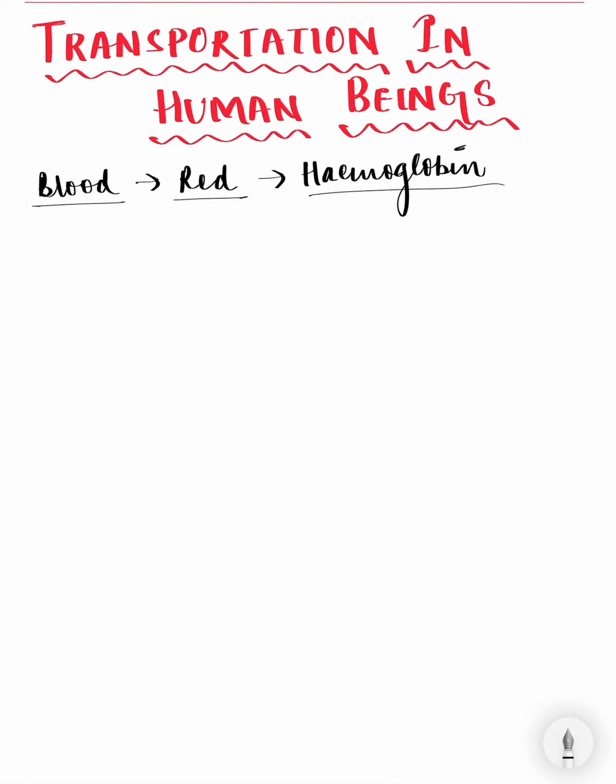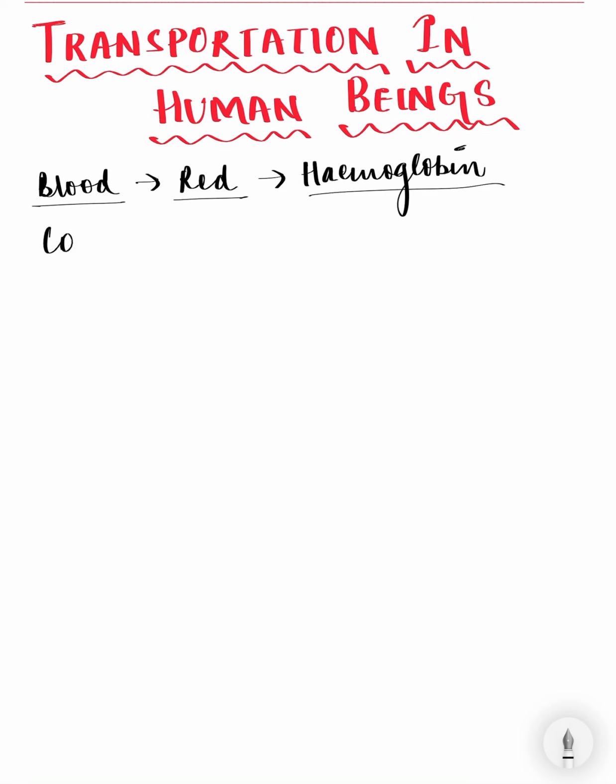Hello everyone. Today we'll be talking about the transportation in human beings. So let's start with this. In this video we'll be talking about the blood. So let's start with the question, what is blood? It is the red color liquid which circulates in our body. This is red in color because of the pigment which is there in the blood, which is called hemoglobin. This hemoglobin carries oxygen and carbon dioxide in our body.